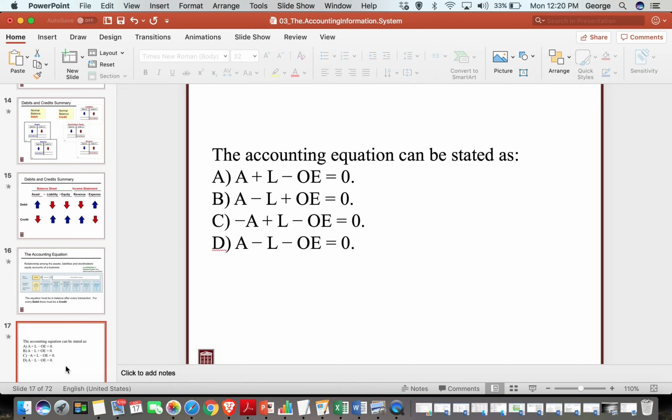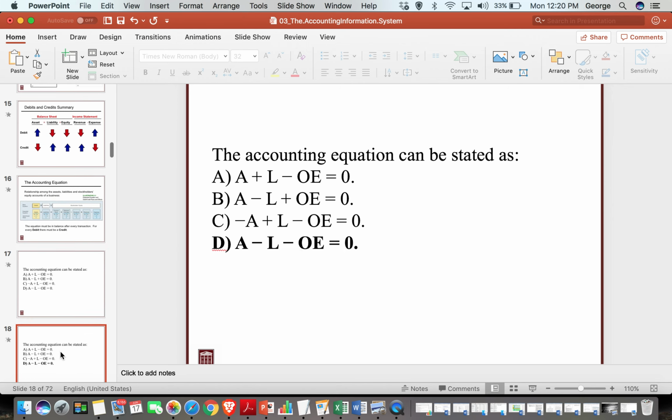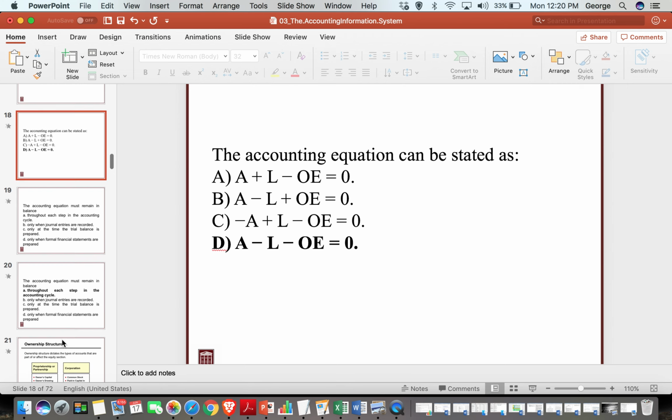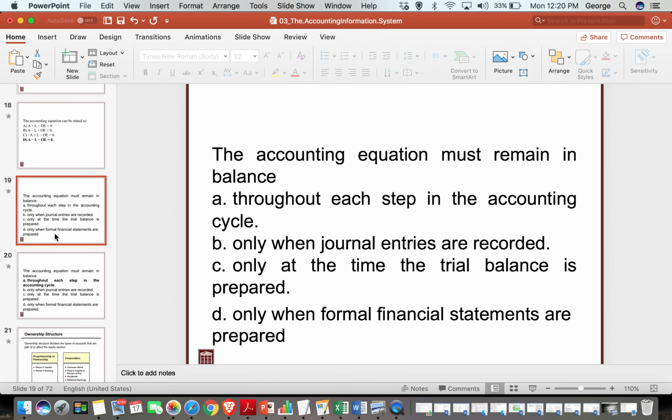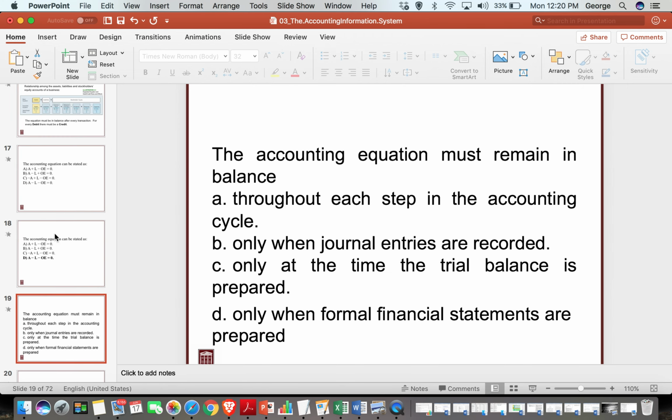Here is another way to look at the accounting equation. And the answer on this is D, assets minus liabilities minus owner's equity must equal 0. So in other words, assets equal liabilities plus equity, right? So assets minus liabilities and minus equity has to equal 0. Accounting equation must remain in balance. Which of those is true?